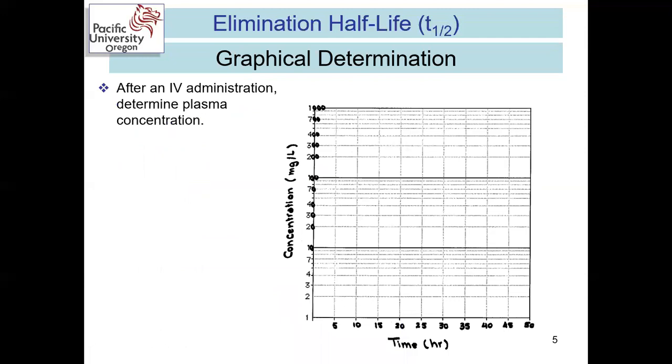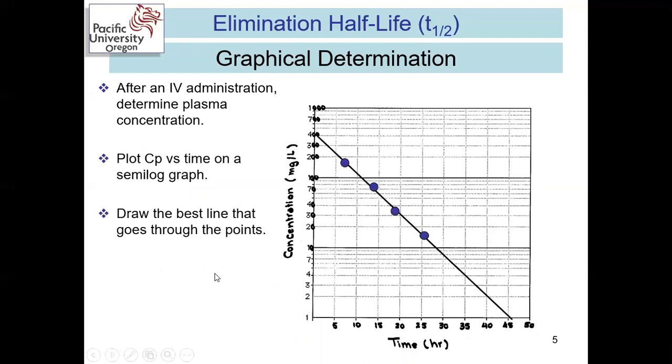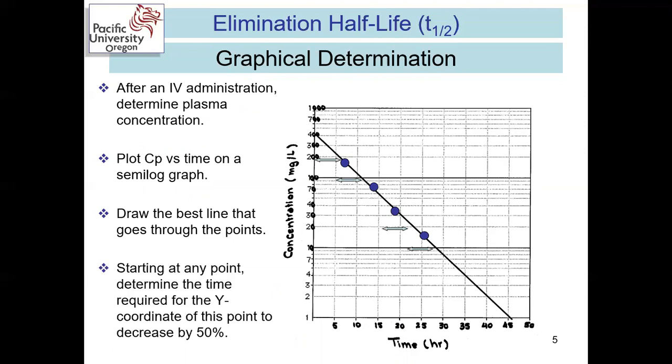How do we determine half-life? You can determine half-life in two ways, either the graphical way or the mathematical way. The graphical way, as I described before, if you have concentration time data and you plot them on a semi-log scale, you will end up with a straight line. Then you can stop at any plasma concentration and determine the time required for this plasma concentration to decrease by half of its value. Again, if you are in first order kinetics, you will end up with the same half-life.